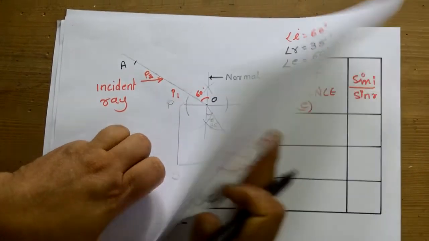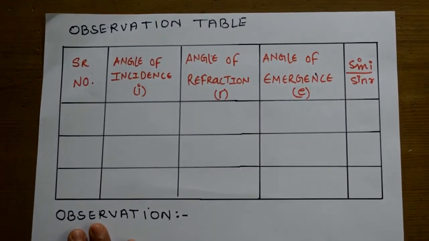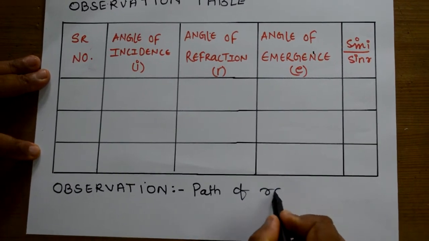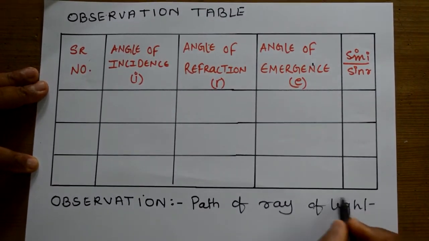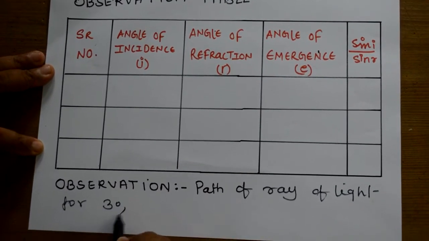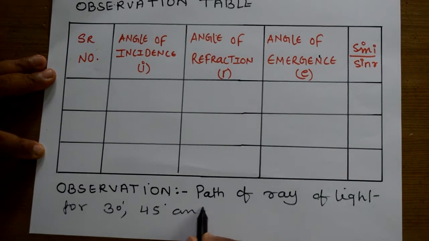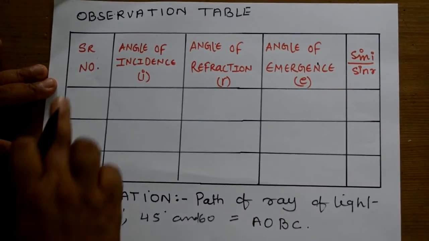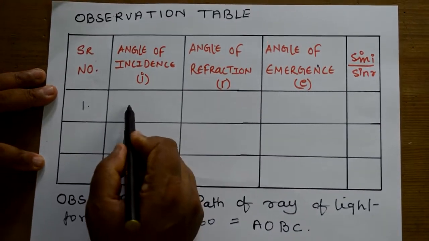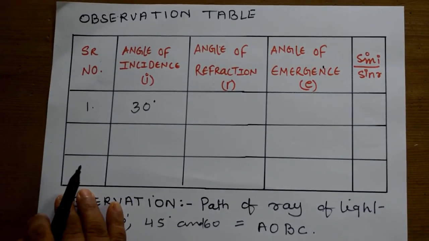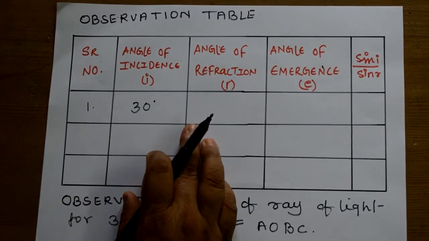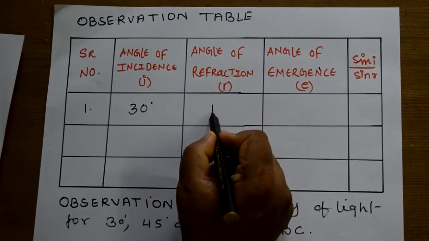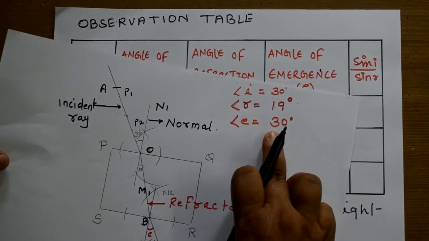Now we will be writing the observation. The path of the ray of light for 30 degrees, 45 degrees and 60 degrees is A, O, B, C, which you observed. Now for angle of incidence 30 degrees, the angle of refraction is, we have done already children, 19 degrees. And the angle of emergence is 30 degrees.